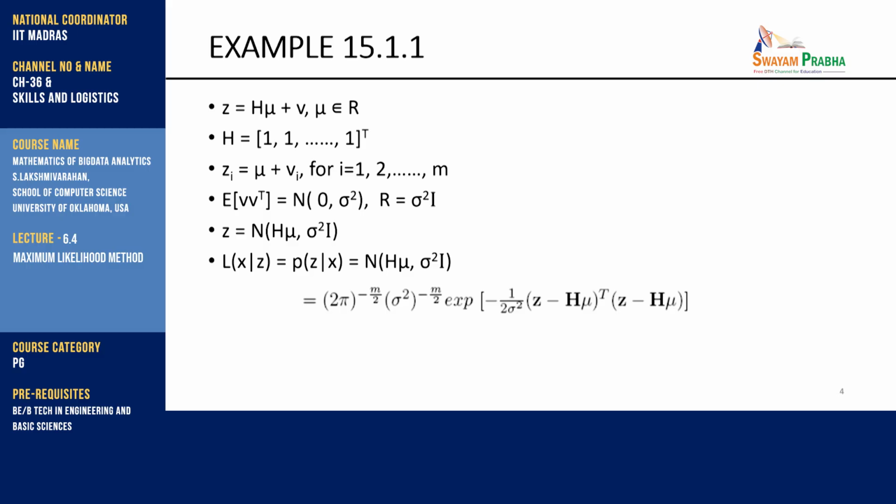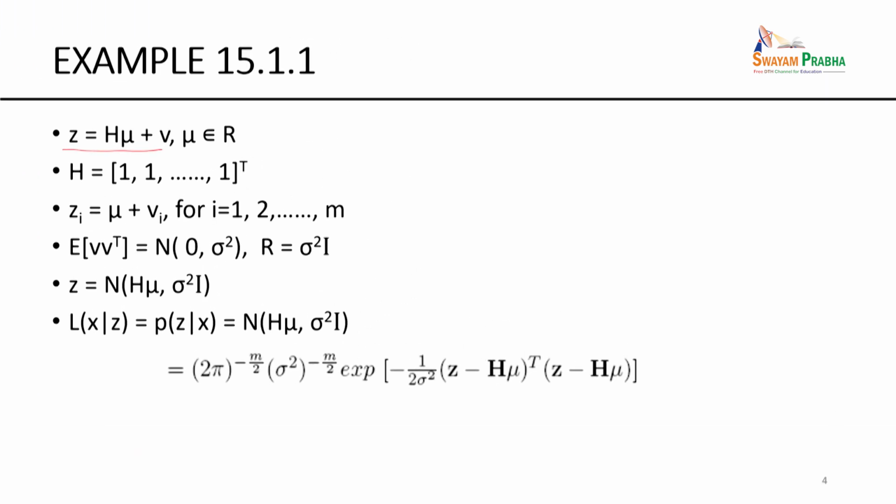So instead of just talking in general, I am going to give an example to illustrate the method of maximum likelihood estimation. Let Z equal H of mu plus V. Mu is the unknown vector. Mu is not directly observable. I can observe only H of mu, but that observation is going to contain errors.